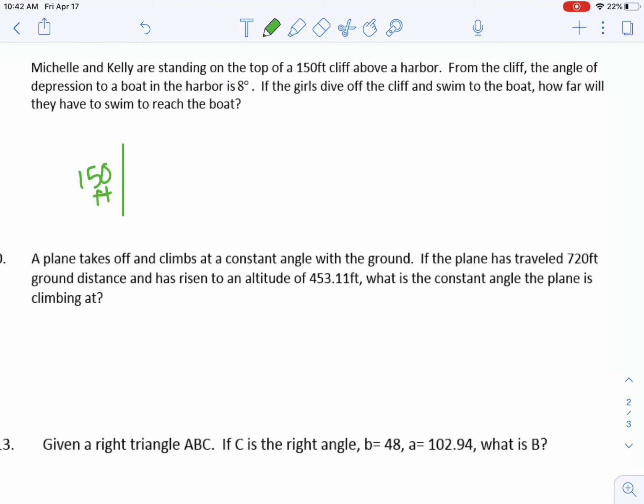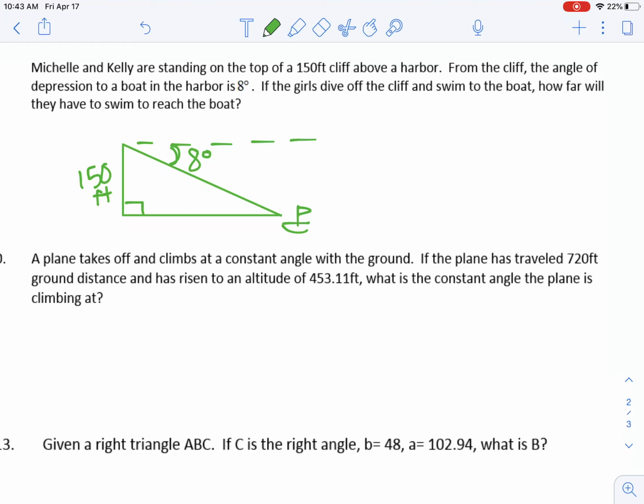Then we can see that there is an angle of depression, so that's from our eyesight going down to the boat. So let's say our boat is right here. The angle of depression is 8 degrees. Then we want to know if the girls dive off the cliff and swim to the boat, how far? So we're saying, what's the distance from the cliff to the boat?